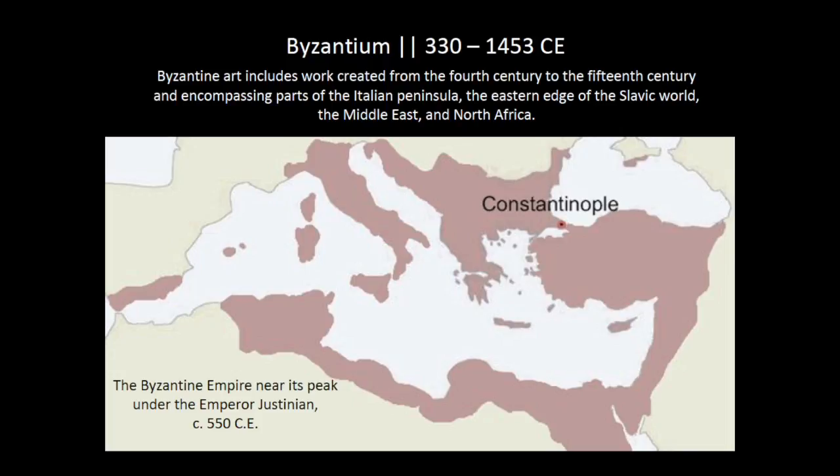It is helpful to know that Byzantine art is generally divided into 3 distinct periods: the early Byzantine, lasting from 330 to 750, the Middle Byzantine, lasting from 850 to 1204, and the Late Byzantine, lasting from 1261 to 1453. Byzantine art includes work created from the 4th century to the 15th century, and encompasses parts of the Italian peninsula, the eastern edge of the Slavic world, the Middle East, and North Africa.